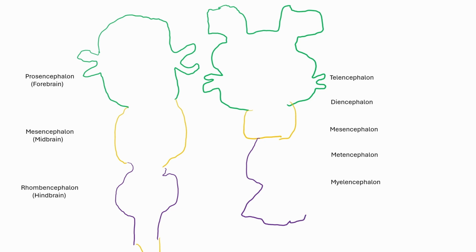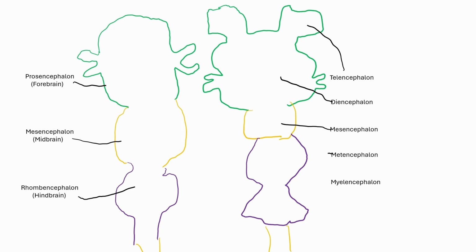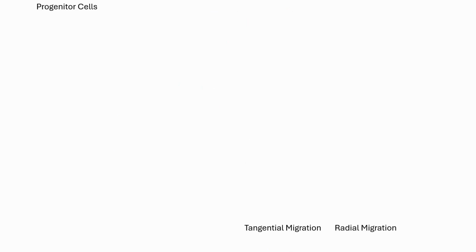The mesencephalon, or the midbrain, stays the same. The metencephalon forms the cerebellum and the brainstem. The myelencephalon becomes the medulla oblongata. The next step that we will be looking at is neuronal proliferation and migration.